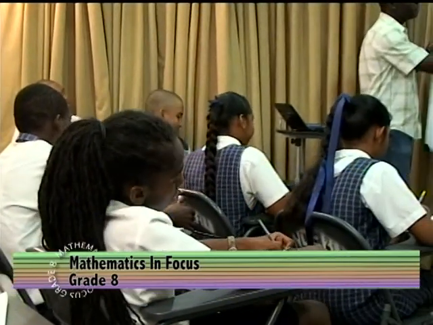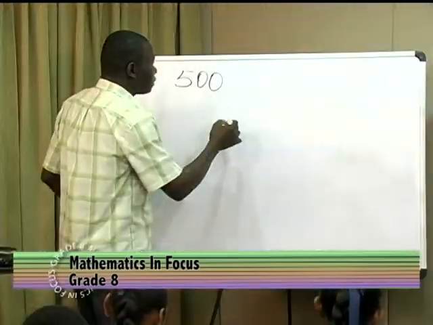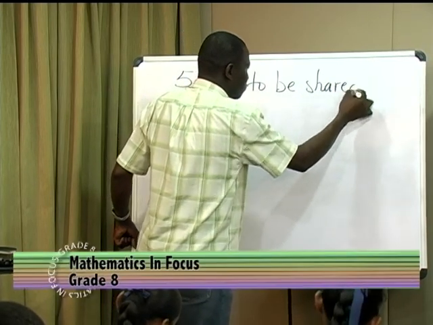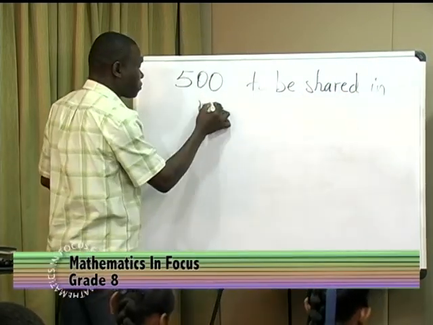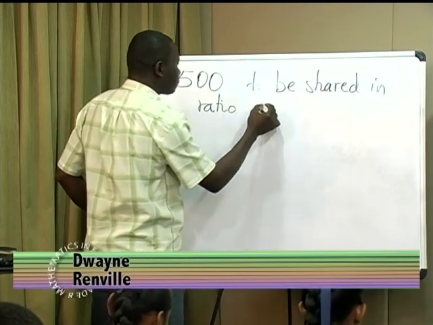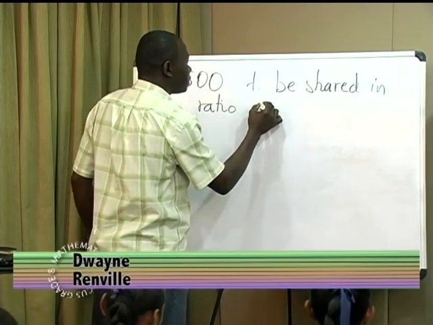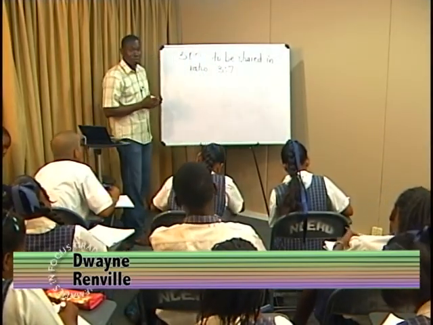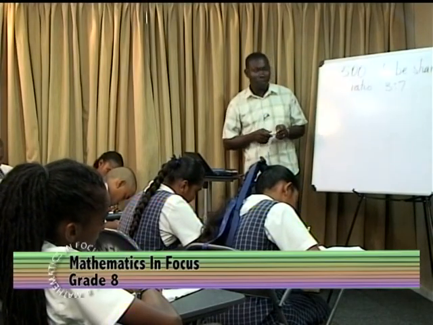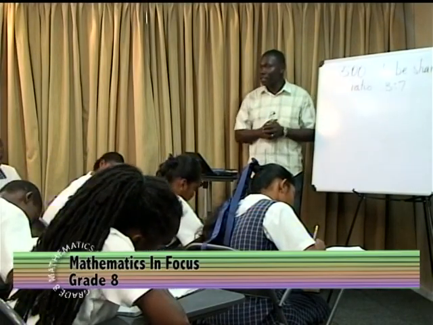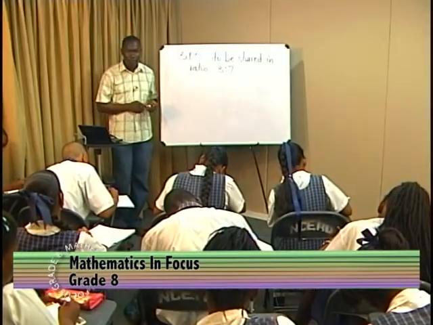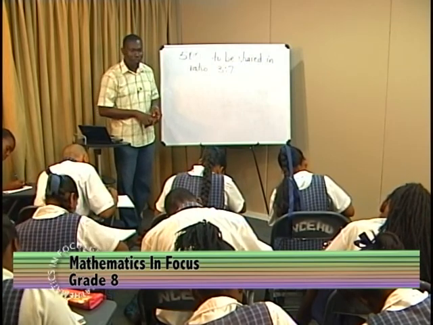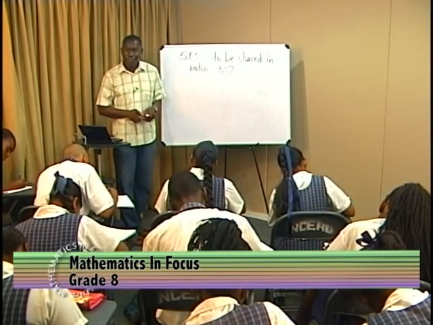So if you have 500 to be shared in the ratio of 3 to 7. 500 is to be shared in the ratio 3 to 7. How much will the first person get? How much will the second person get? Who's finished? 10 seconds.